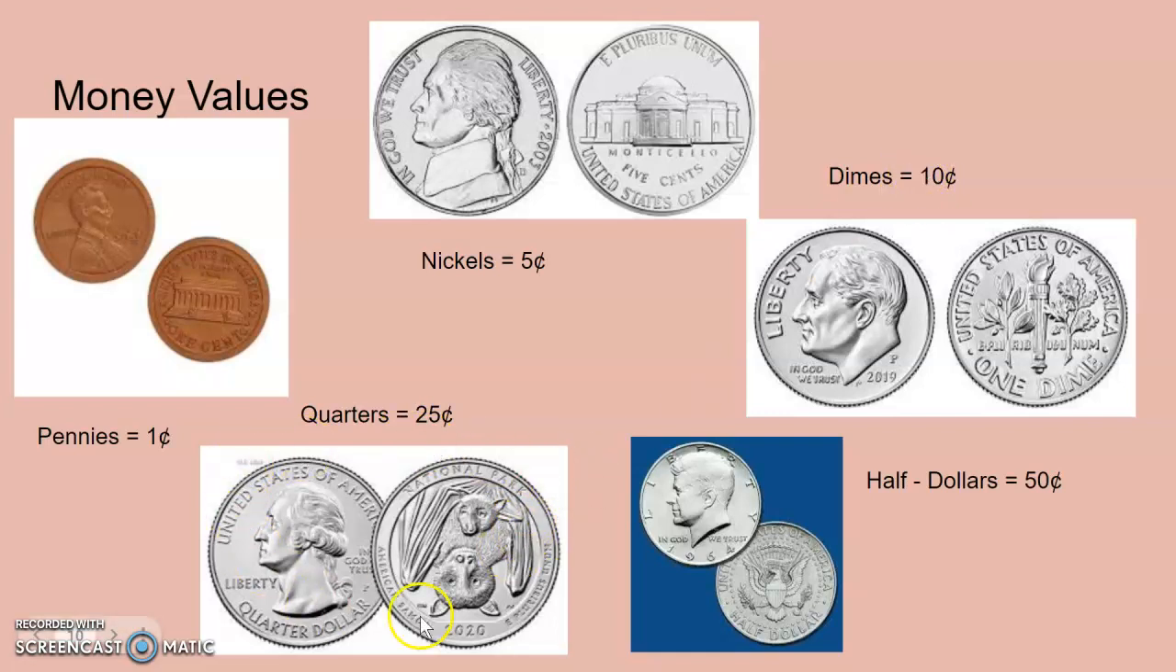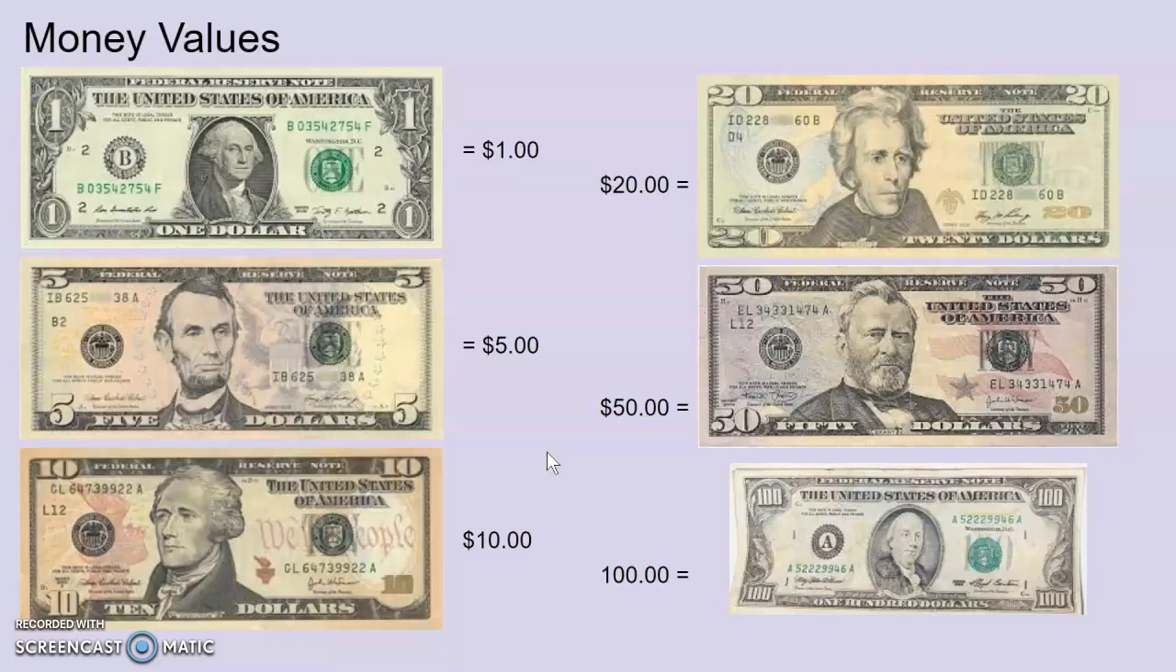Next, we have the quarters. Quarters are valued at 25 cents. And last but not least, we have the half-dollar coins, which are valued at 50 cents. Next, we have the bills. So right here is a $1 bill.